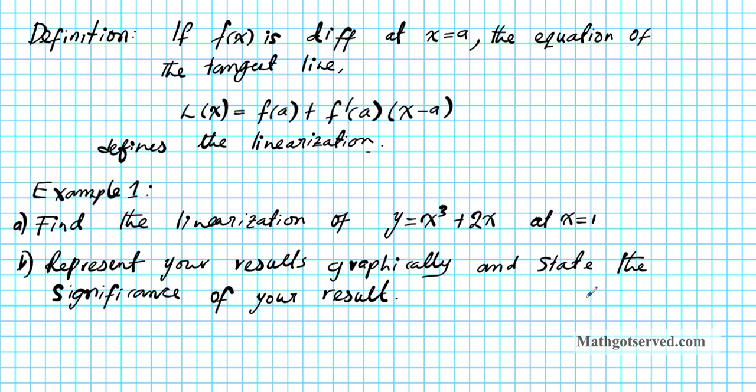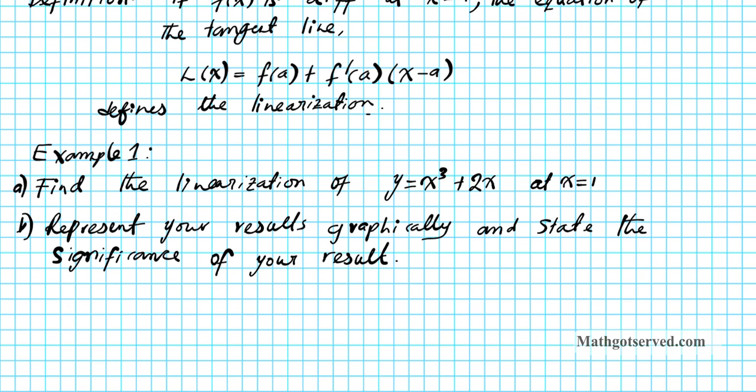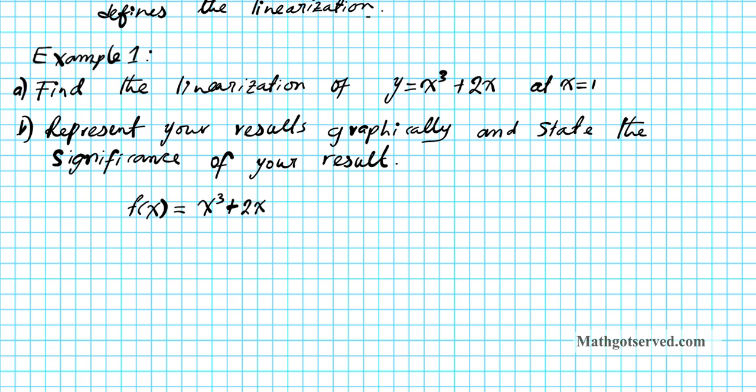I will also show you how to use the calculator to find the equation of the tangent line or the linearization of the function in this example too. Let's go ahead and do this. First thing I'm going to do is write down my function. My function is f of x equals x to the third plus 2x. Now let's apply the formula.